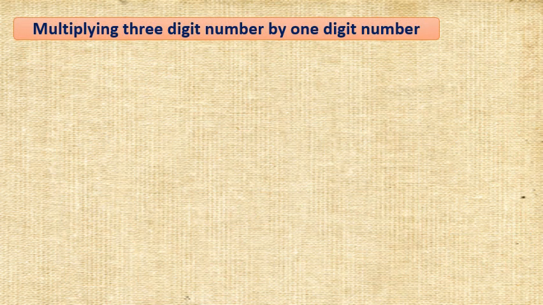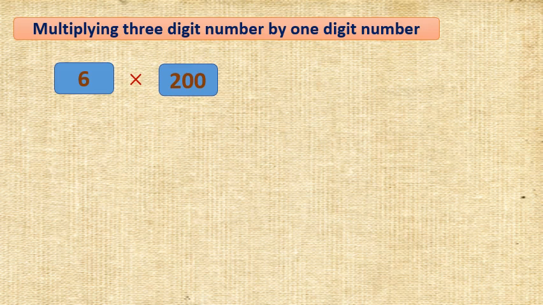Multiplying 3-digit number by 1-digit number. See this, 6 multiplied by 200. Yes, students, you know the answer. 6 2s are 12. Isn't it? 6 2s are 12 and 2 more zeros. Don't forget to give the zeros.